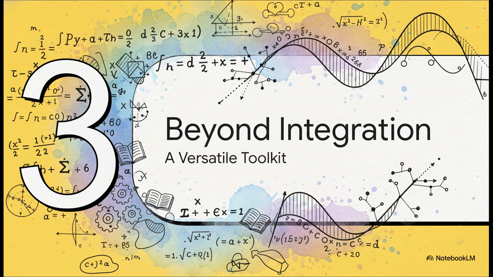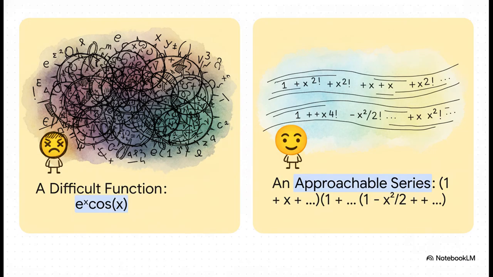But wait, there's more. This whole polynomial superpower thing isn't just for integration. This technique makes a bunch of other messy operations way easier too. Just take a look at this. How would you even deal with a function like e to the x times cosine of x? I mean, finding its derivative with the product rule is already annoying. But now look at its series representation. It's just one polynomial being multiplied by another one. Hey, we know how to do that.